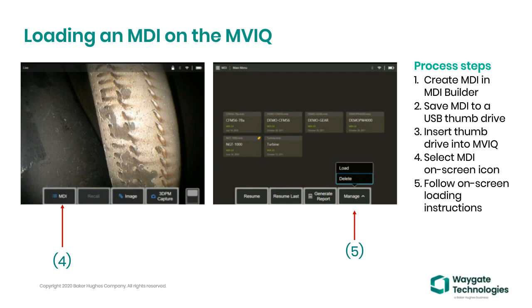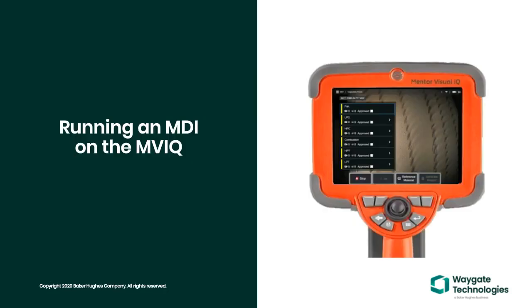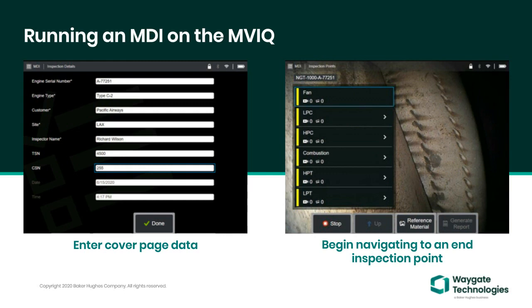I will now go through a summary of the process of running an MDI on a Mentor Visual IQ. This will be followed by a short video of an actual MDI inspection. Once you've selected an MDI from the thumbnail list of installed MDIs, you'll be taken to the cover page data entry screen. This is where you enter all the data you previously defined as being required or optional back in the MDI Builder. Once you have entered all of the required data, you will then transition to the top-level MDI inspection tree. Since the Mentor Visual IQ is a touchscreen-based product, you can navigate down the branches of the MDI to arrive at an end inspection point through a series of touches on the inspection tree itself.